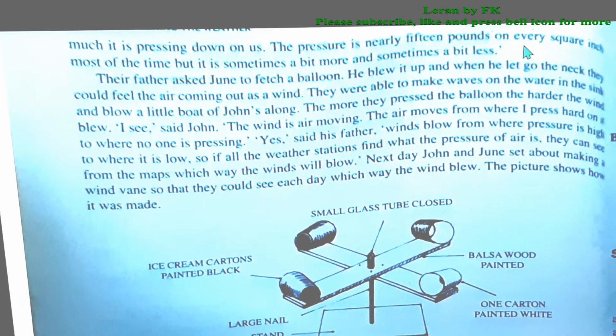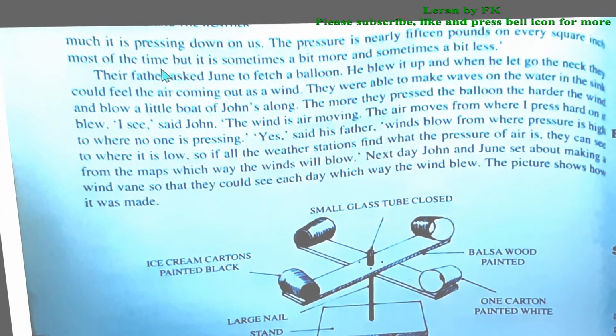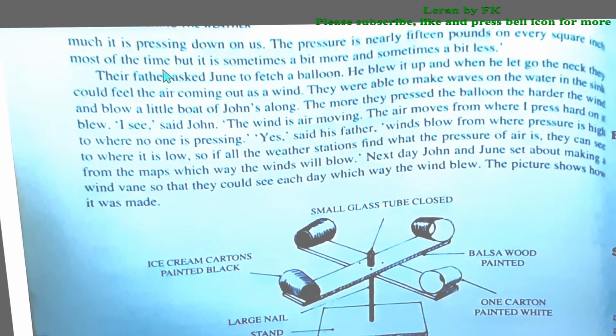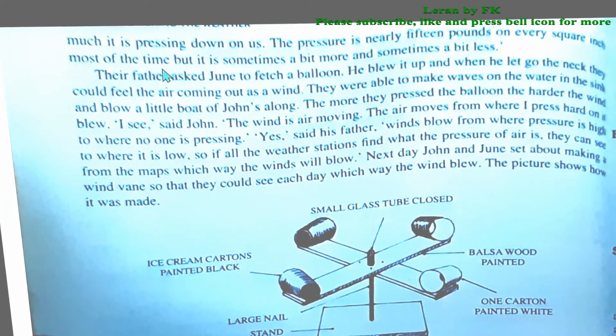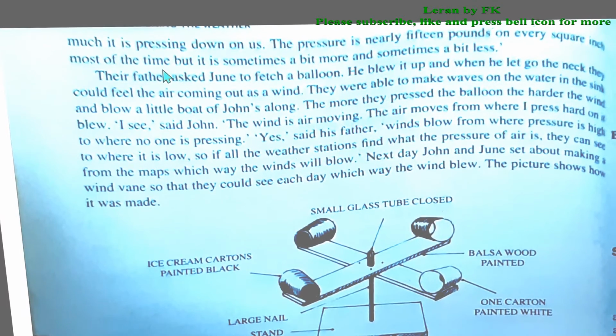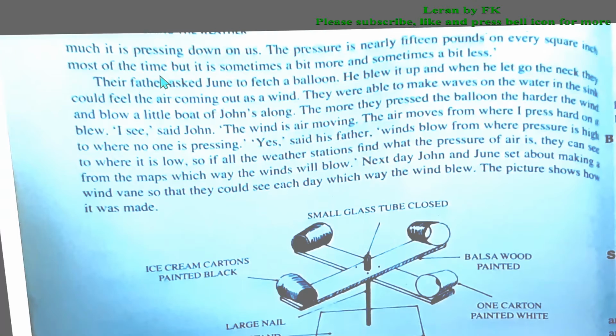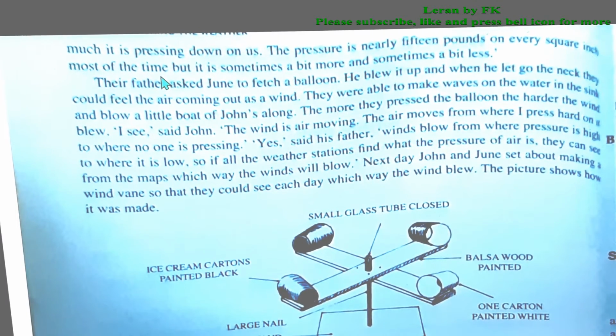The pressure is nearly 15 pounds on every square inch most of the time, but it is sometimes a bit more and sometimes a bit less. Now in this paragraph they are telling us that the pressure on every square inch is about 15 pounds. 15 pounds means 7 to 7.5 kg, you can say. And it can change, sometimes more or sometimes a bit less, meaning little changes.